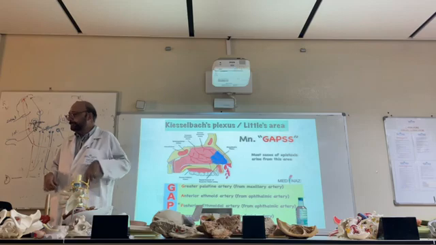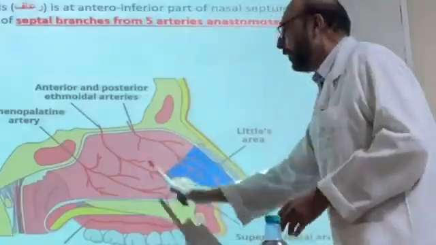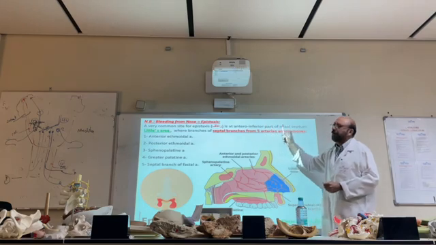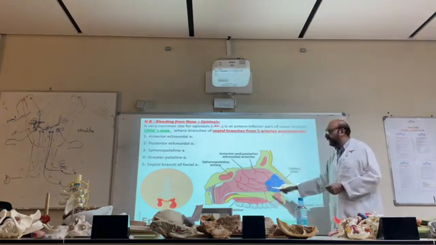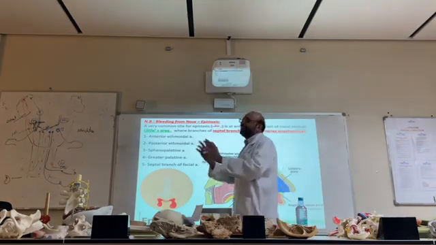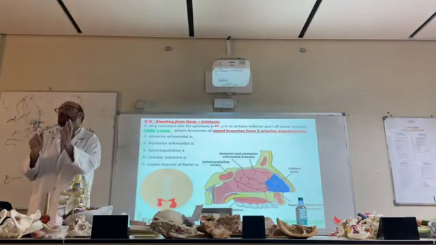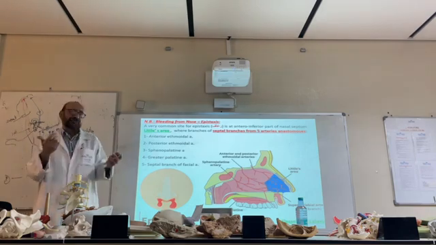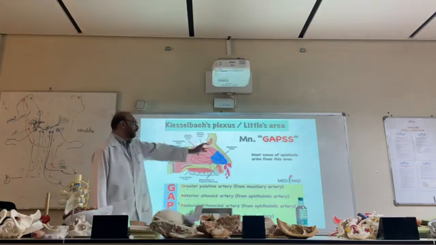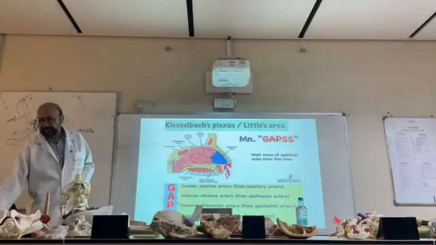Little area is part of the plexus. Where is Little's area? Little's area is the anterior inferior part of the nasal septum. Here we have a plexus or anastomosis, which is known as Kieselbach plexus. Sometimes they say bleeding from Little's area, so sometimes they take it like Little's area and Kieselbach plexus are the same because the site is the same. This is how we remember it. These are the names of the arteries. This is the area and this is the site of bleeding. And I told you how to manage it very quickly.